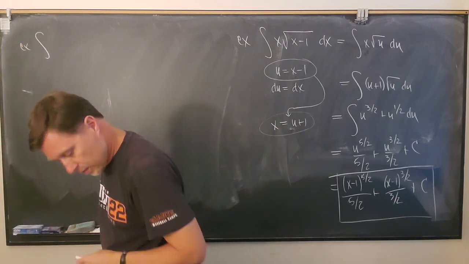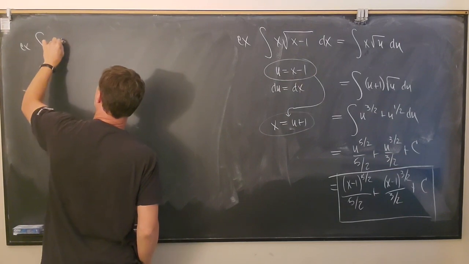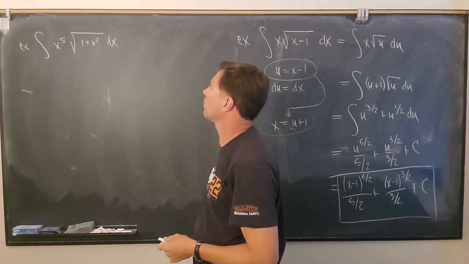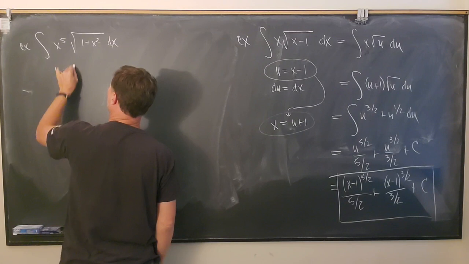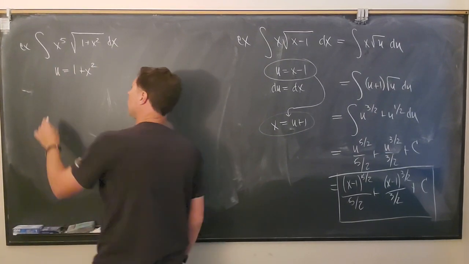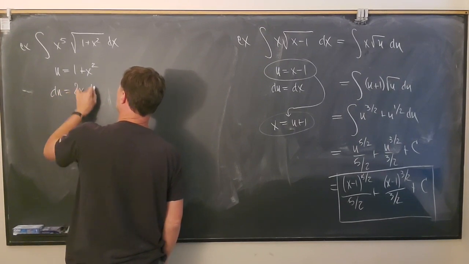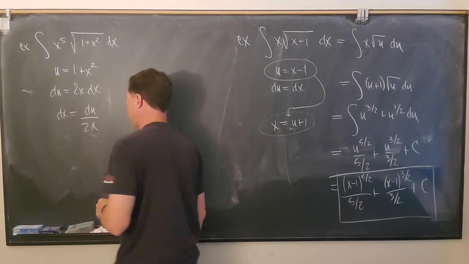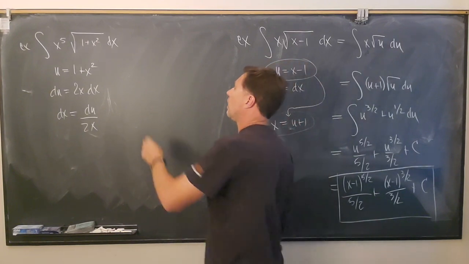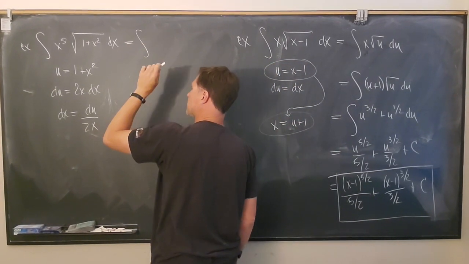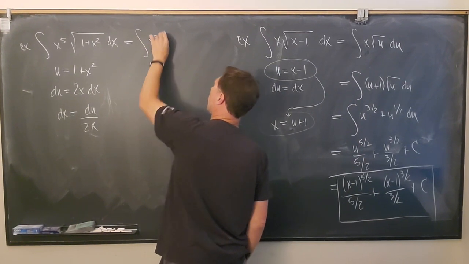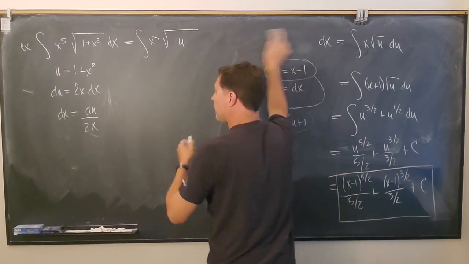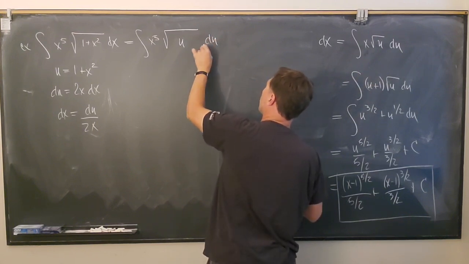So this will be the integral of x to the 5th times square root 1 plus x squared dx. So here we go. My choice for u is going to be 1 plus x squared, which means that du is 2x dx, which means that dx equals du over 2x. Okay, so now we substitute, and so we'll have an x to the 5th, and then a square root of u, and then for my dx, I'll have a du over 2x.